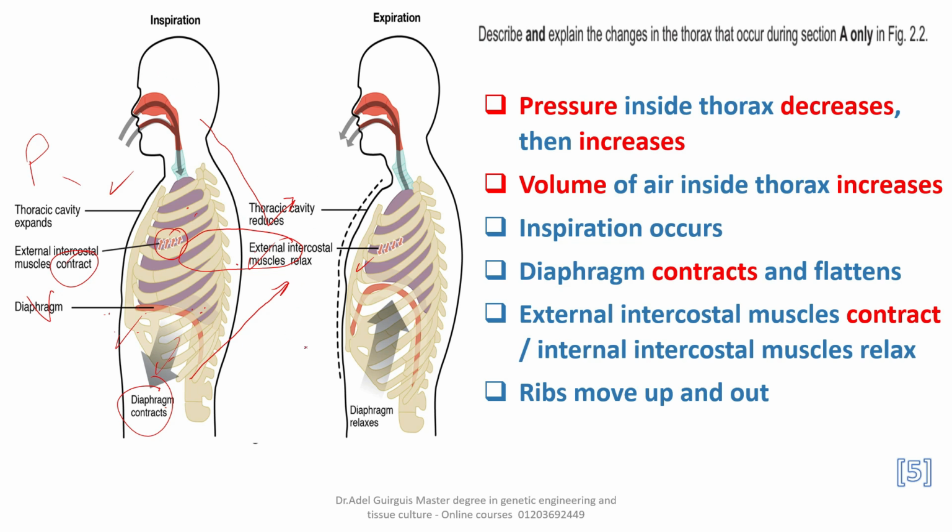What about the external intercostal muscles? They allow the ribs, or thoracic cage, to move upwards and outwards. This increases the volume of our chest. The external intercostal muscles contract while the internal intercostal muscles relax. They are opposite in action, so they are considered antagonistic muscles, because they oppose their actions during the breathing mechanism. Ribs move up and outwards, so this increases the volume.